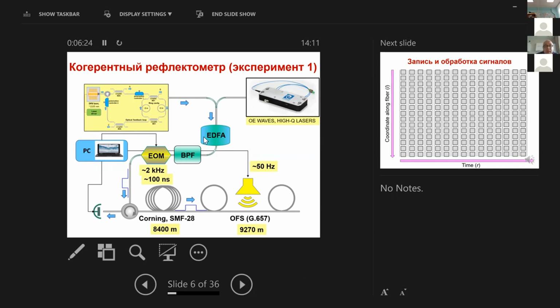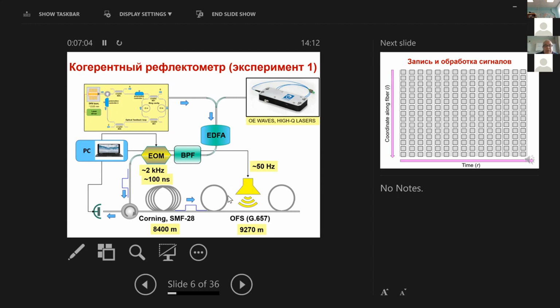So this is our very simple setup. We have our laser and then an erbium amplifier, a bandpass filter, and an electro-optical modulator, which produces 100 nanosecond pulses with a 2 kilohertz repetition rate. These pulses are introduced into the fiber. The total length of the fiber is 10 kilometers, and at the point of 9,270 meters, the fiber is affected by the acoustic waves introduced by the loudspeaker.